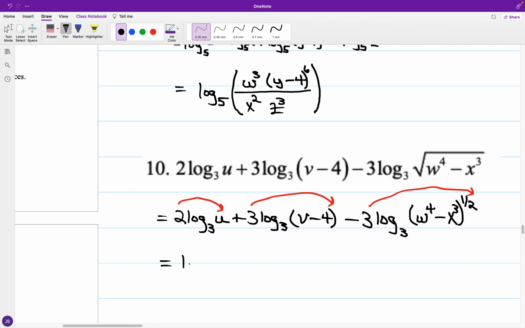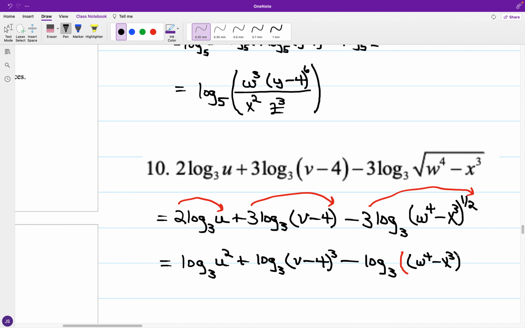And moving the coefficients, in the rewrite we're going to have the base 3 logarithm of u to the 2nd, and I have plus the base 3 logarithm of the quantity of v minus 4 raised to the third, and we have minus the base 3 logarithm of the quantity w to the fourth minus x cubed, which would be to the 1/2, and then furthermore raised to the third.